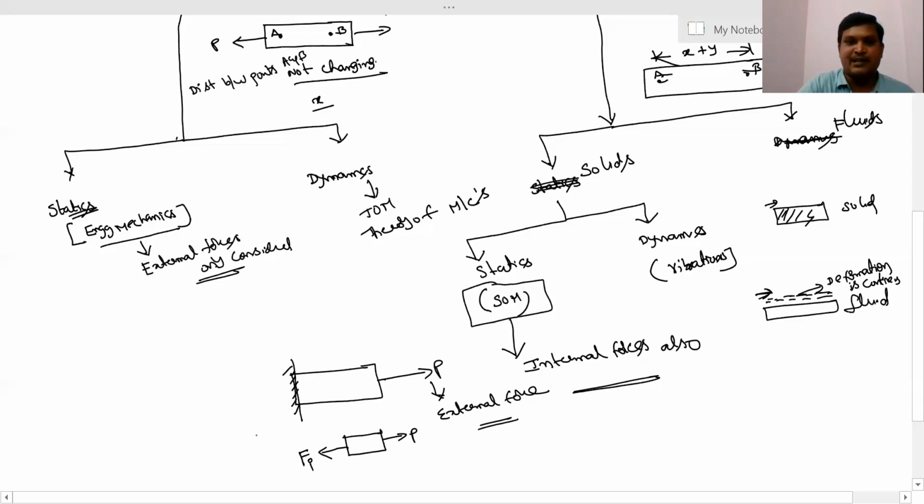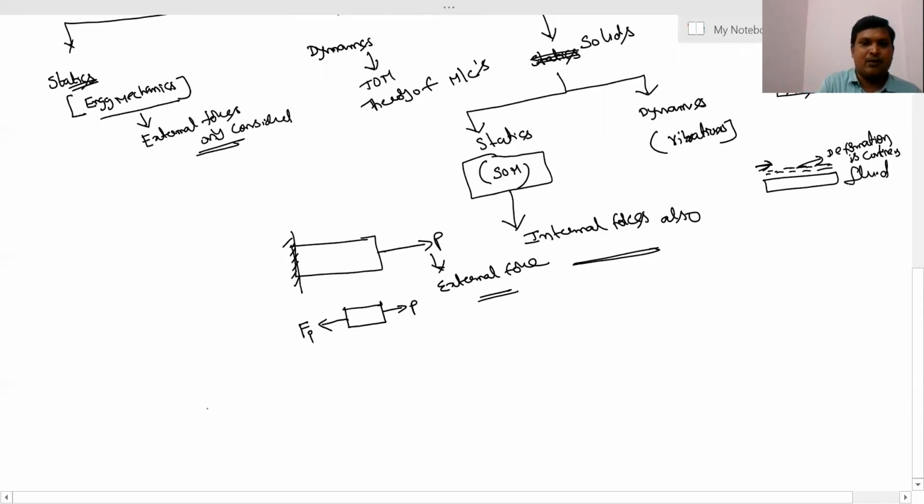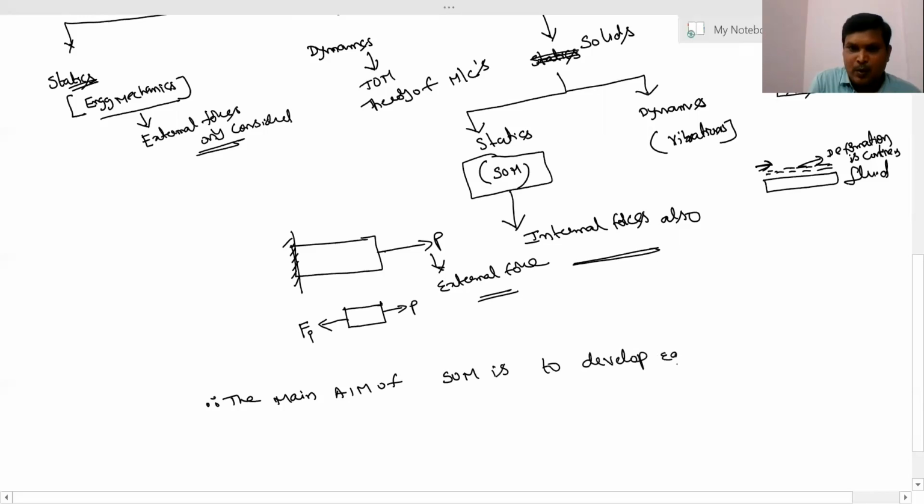So in strength of materials, the main aim of SOM is to develop equations for internal forces.